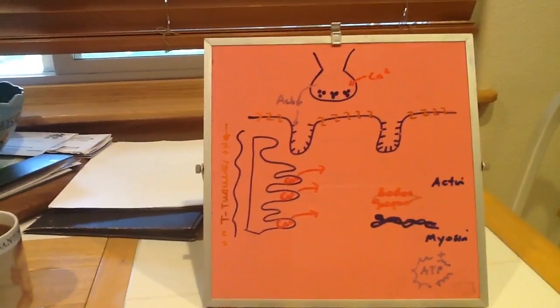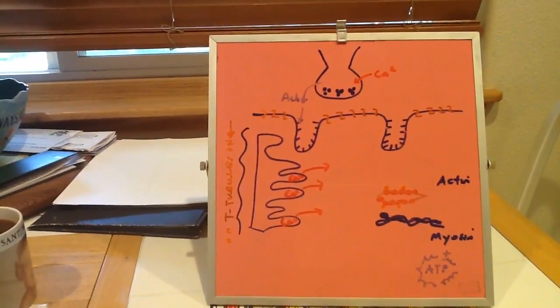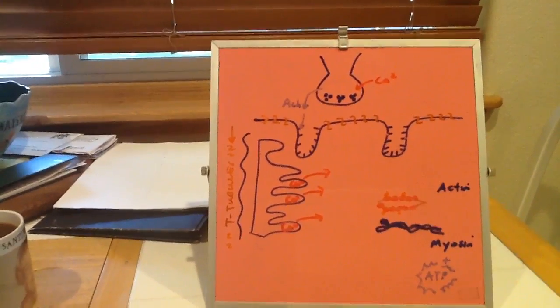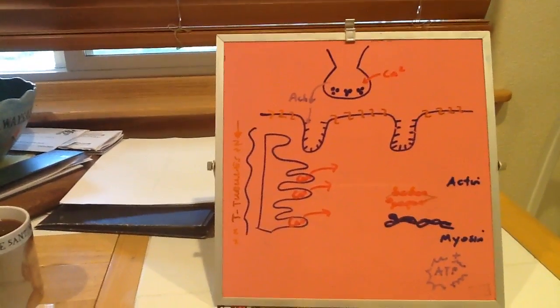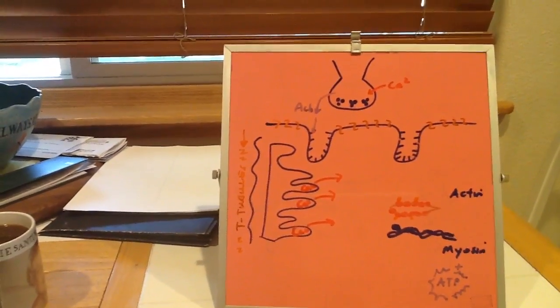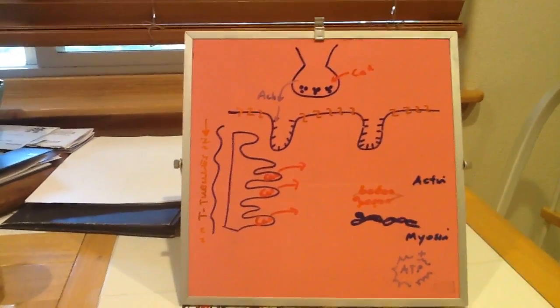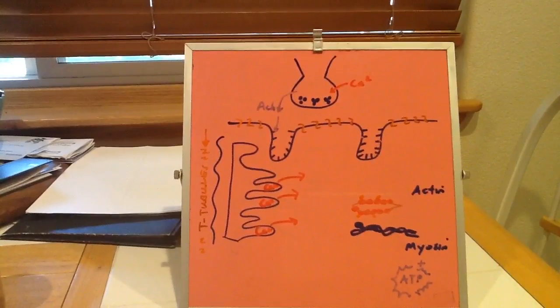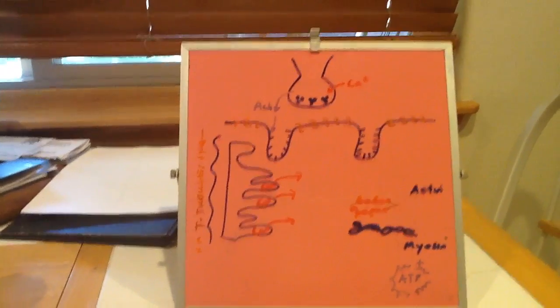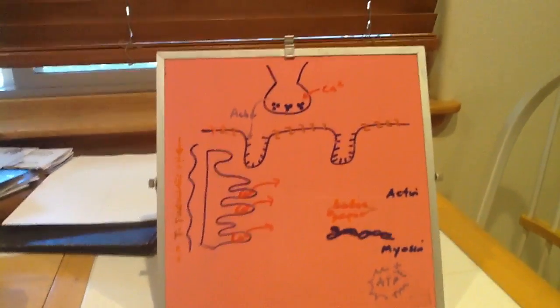And then once the cross bridge is formed, the myosin can shift its head and pull the actin forward, and this is what we call a power stroke. After that power stroke, the myosin binds to broken ATP again and starts the whole thing all over again.